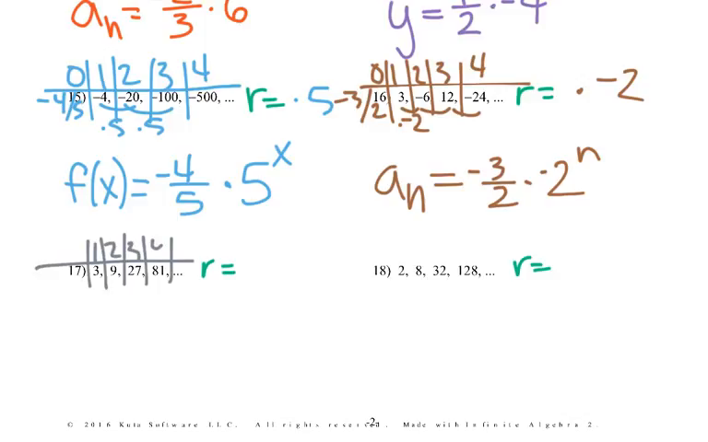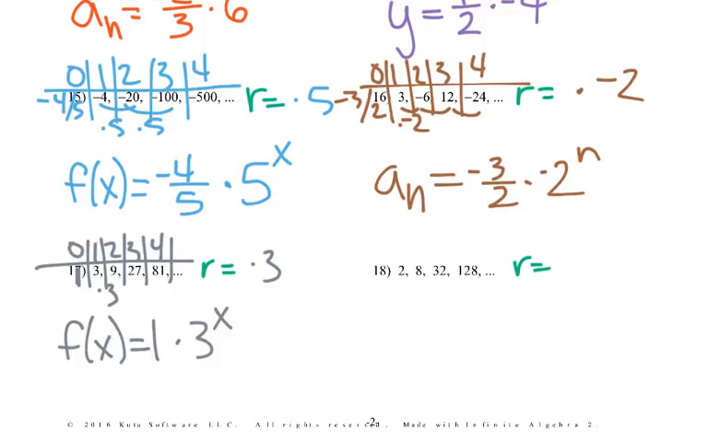First, second, third, and fourth term, going to my 0 term. 3 to 9 to 27, multiplying by 3, going backwards. 3 divided by 3 is 1. So we'd go f of x equals 1 times 3 to the x.